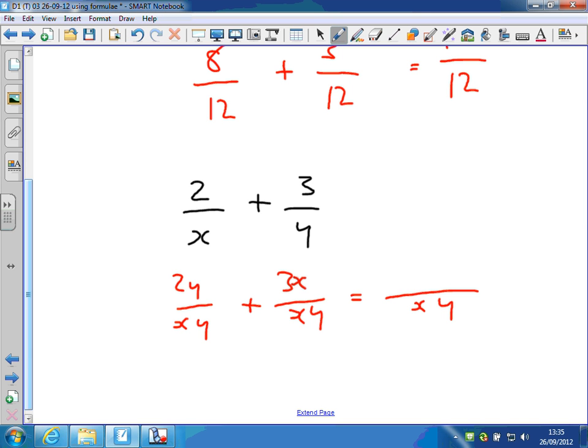But all I can do is add 2y plus 3x, because I don't know what x and y are, so I just have to leave this as 2y plus 3x, okay? That's how that might be used in an algebra question, that idea of adding fractions by finding a common denominator.